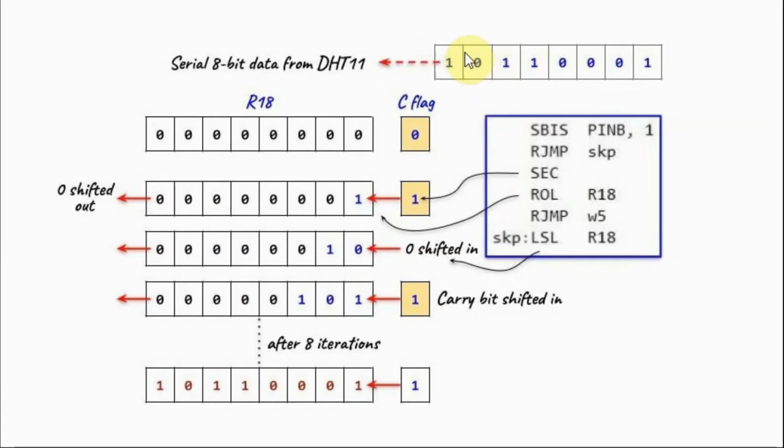Next we receive a logic 0, and this instruction becomes false, and we jump to label skip, and here we apply a logical shift left, which means a 0 will be shifted into the least significant bit of R18 and the rest of the bits will be shifted to the left, and we have this result. Repeating this code 8 times will ensure that the 8-bit receive value will now be stored in register R18.